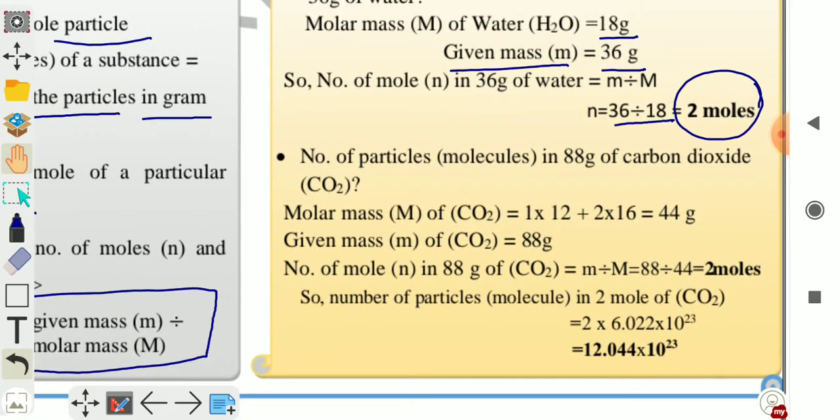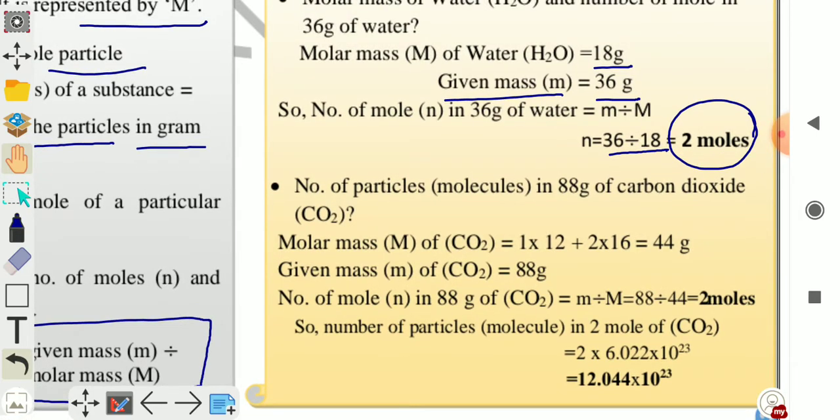Now, number of particles in 88 gram of carbon dioxide. 88 gram is given to you. You have to find out the molar mass of carbon dioxide. How will you find the molar mass of carbon dioxide?